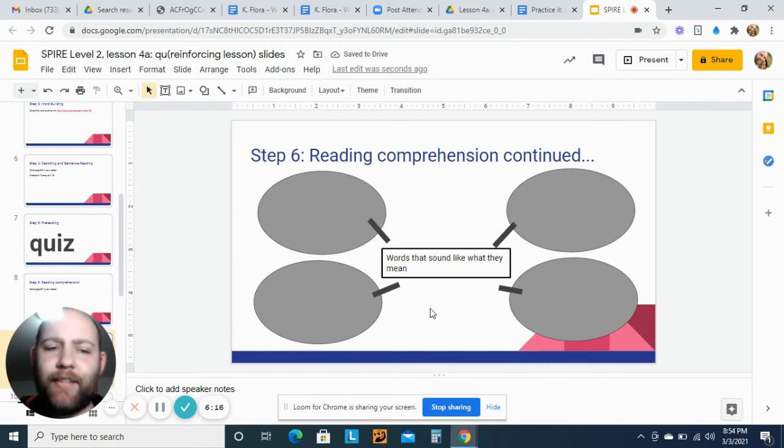What animal makes the sound hiss? You got it, a snake. What insect makes a buzz? A bee. These are called onomatopoeia words, words that sound like the noises they make. So hiss and buzz are words that sound like what they mean.